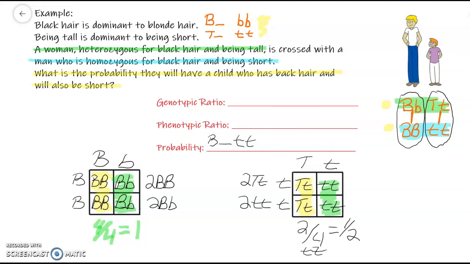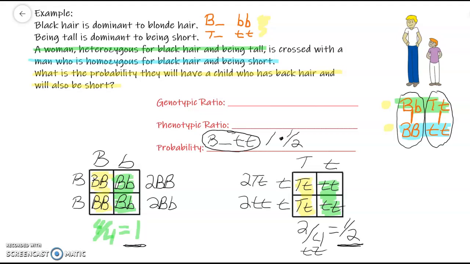But now to finalize our answer, what the problem wants to know, the probability of producing a child with black hair and who's short, I'm going to take the odds of producing a child with black hair right here. I'm going to write number 1. And I'm going to multiply that by the chances they're going to also produce a child who is short, which is 1/2.